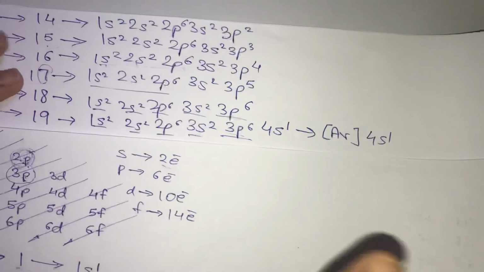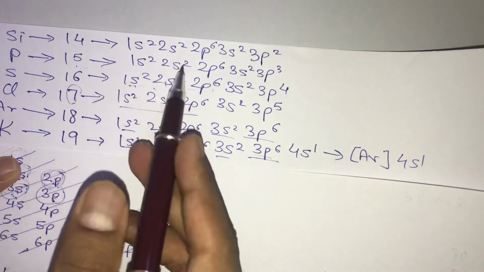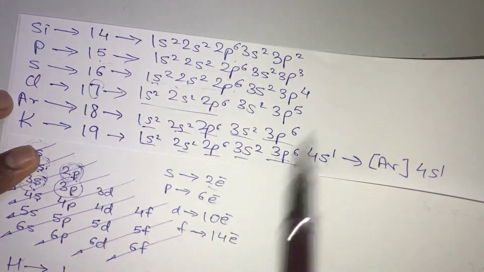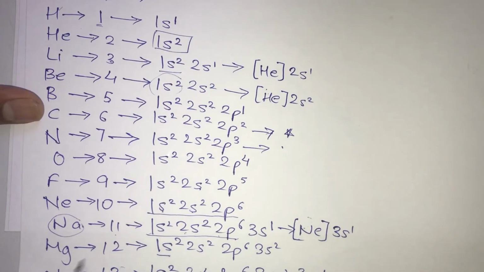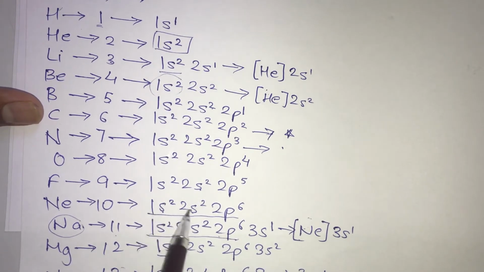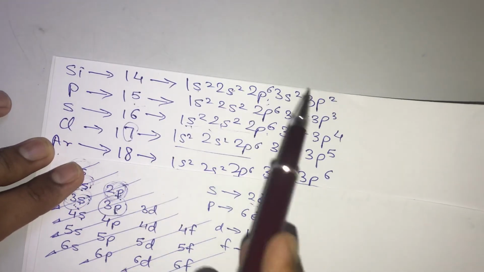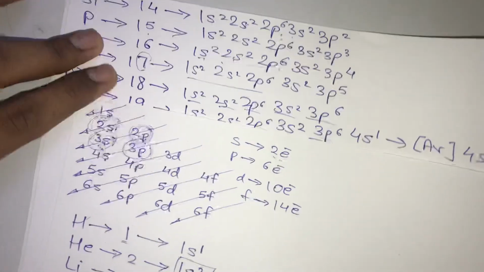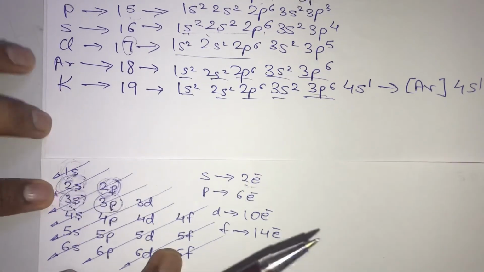And guys, you might be thinking, why have I not written it over here for these elements? We cannot write the condensed formula for these elements? You can write it. You can just substitute 1s2, 2s2, 2p6 as neon, and you can write neon 3s2, 3p2. You can do it for all elements. You can write the condensed electron configuration for all elements.